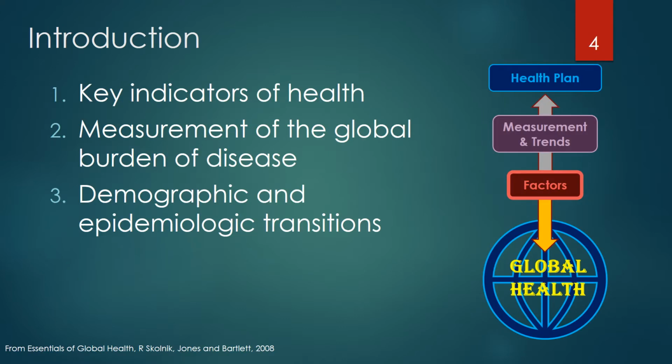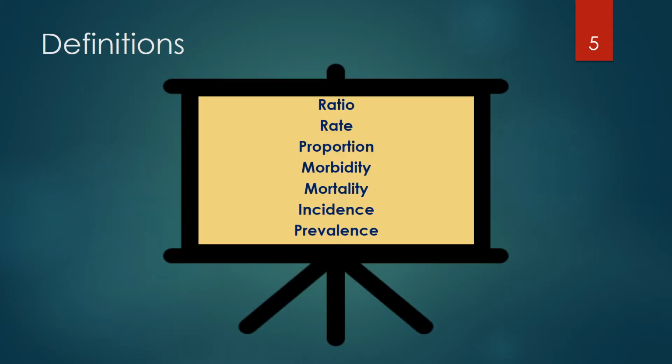Parts 1 and 2 of this session will focus on key indicators of health, the measurement of the global burden of disease, and demographic and epidemiologic transitions. As you will see, these topics are closely interrelated. Let's review a few common definitions used in global health data, including rate, ratio, proportion, morbidity, mortality, incidence, and prevalence.